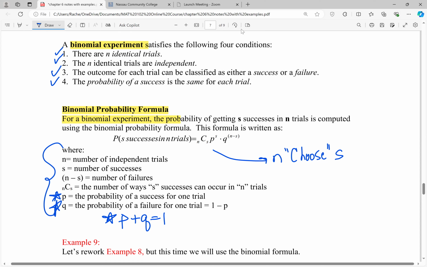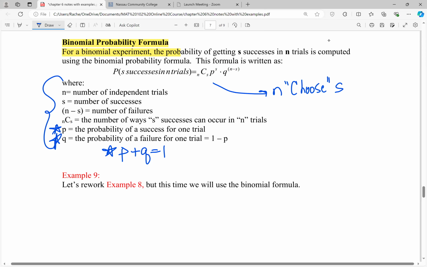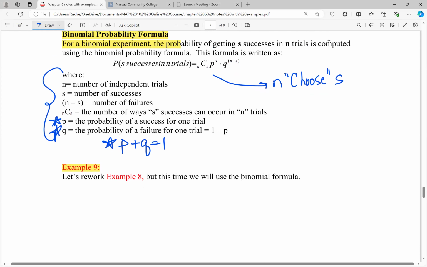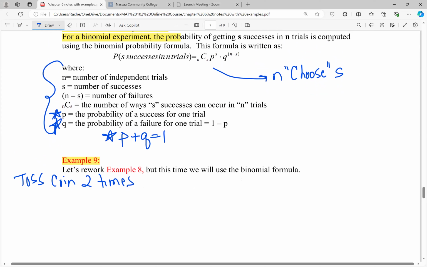And we'll use the binomial formula to rework example 8 that we just did by hand. So let's rework example 8, but this time we're going to use the binomial formula, and I'll show you guys how to use the formula. So this is example 9. And remember, in example 8, we were tossing a coin twice. And in A, we wanted to know the probability of getting 2 tails.